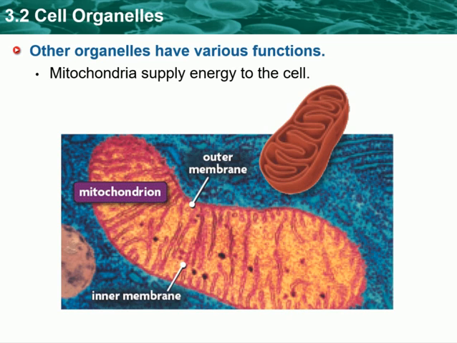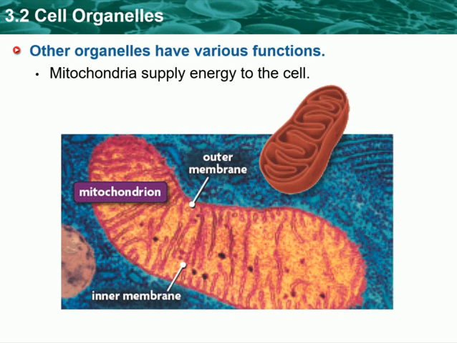The inner membrane has many folds that greatly increase its surface area. Within these inner folds and compartments, a series of chemical reactions converts molecules from the food you eat into usable energy. You will learn more about this process in the chapter titled Cells and Energy.